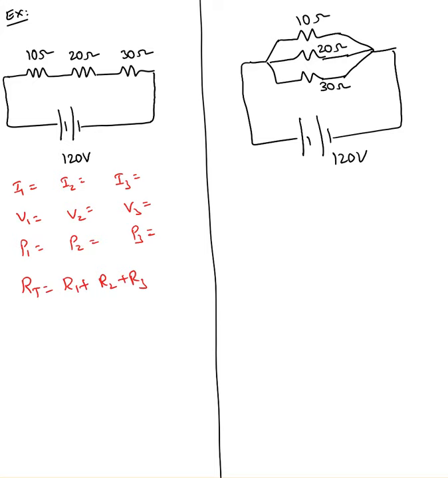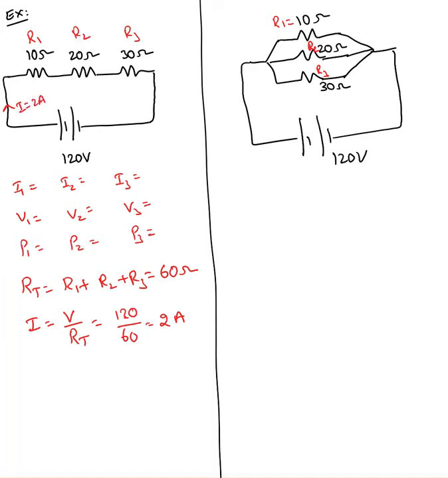Since he didn't label the resistance values, I'm going to label them R1, R2, and R3, and the same for the other circuit. So R total equals 10 plus 20 plus 30, that is 60 ohm. Now, can we find I from there? I equals V over R total, which is 120 over 60, which is 2 ampere. That's the current passing through this circuit.